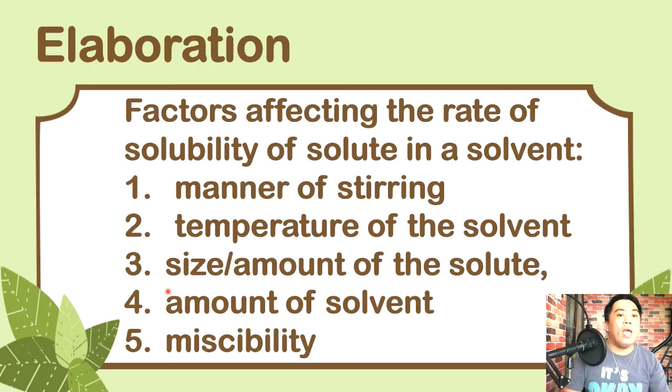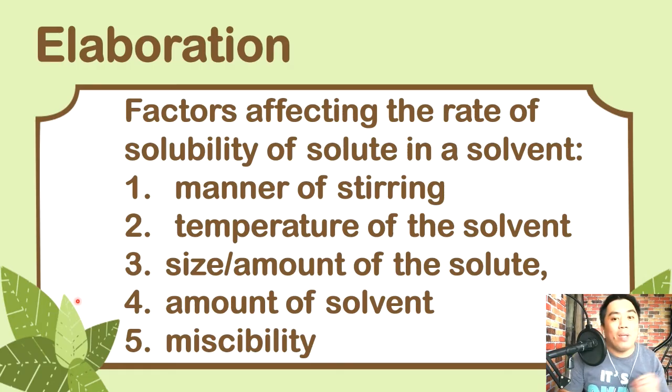Next, number 3, size or amount of solute. Size or amount of solute. Dito ay sa activity 3. Ano ba yung ginamit natin sa activity 3? Sa bubbles in a way. Detergent powder and detergent bar. Saan ang mas mabilis na tunaw? The detergent powder. Because one of the factors that affects solubility ay ang size ng mga solute. The smaller the solute, the faster the solubility.